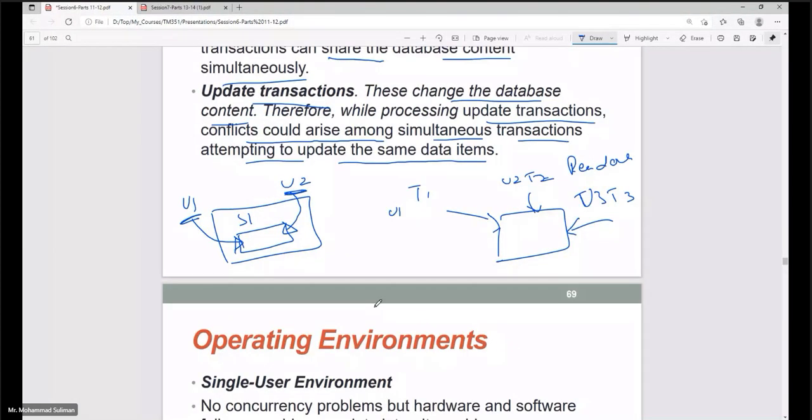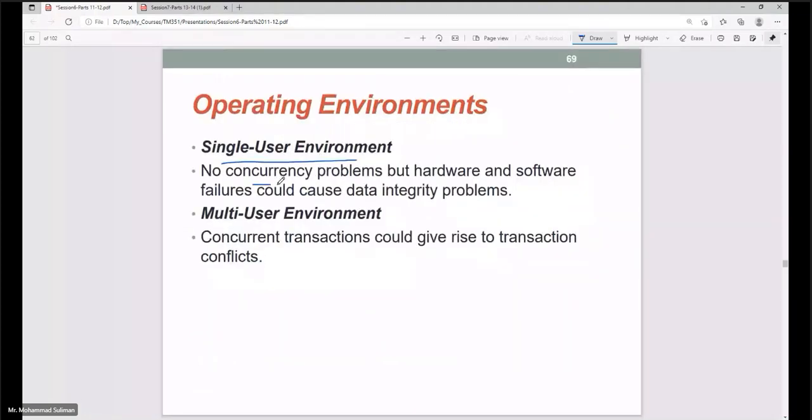Operating environment: in a single user environment, there is no concurrency problem, because if there is only one user, he does everything, so no problem. There are no concurrency problems and no data integrity problems. In a multi-user environment, there can be concurrent transactions, which could give rise to transaction conflicts, because one user is making an update while the other user is checking those updates, or the other user is also making an update. So different users are making different updates, and that will lead to problems.